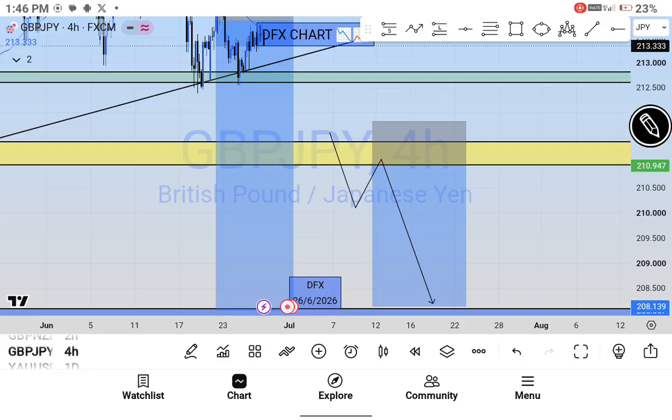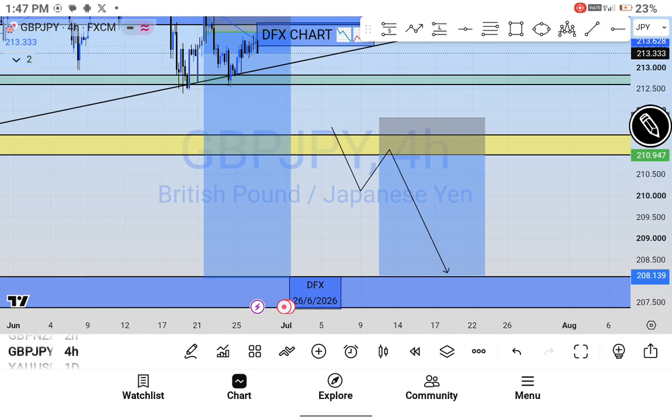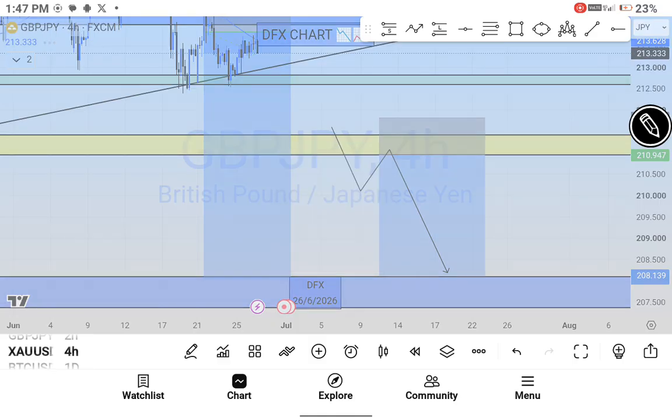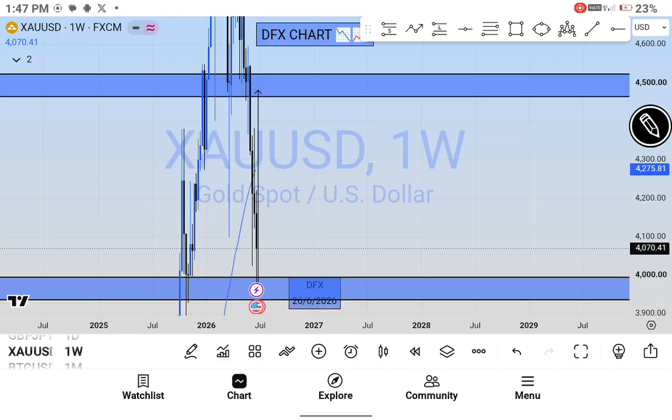Don't ever chase the price. Don't chase trade, don't chase entry. Okay, don't chase entry, just wait, let the market come to your POI and you take it. Now let's quickly take a look at gold. I'm sorry for trying to rush it because I don't want it to be too long.